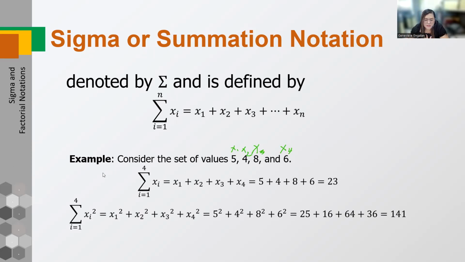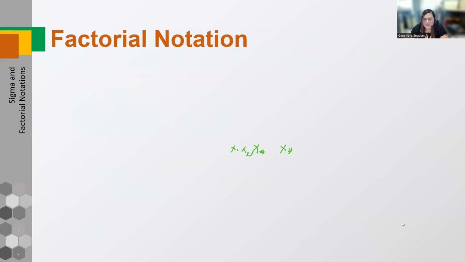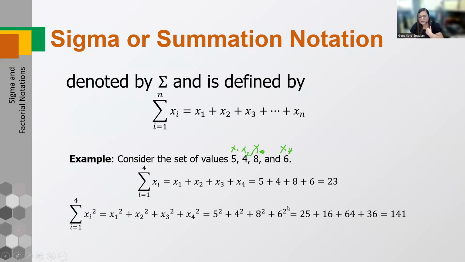Now, if we have the summation of x sub i squared, where i is from 1 up to 4, that is x sub 1 squared plus x sub 2 squared plus x sub 3 squared plus x sub 4 squared. That means 5 squared plus 4 squared plus 8 squared plus 6 squared. Remember, square means multiplying a number by itself. So 25 plus 16 plus 64 plus 36 is equal to 141. So this is the sigma notation.